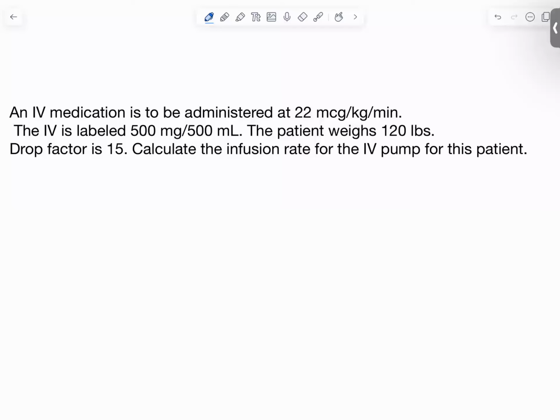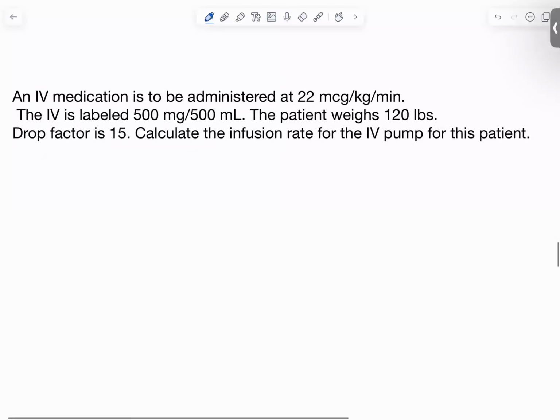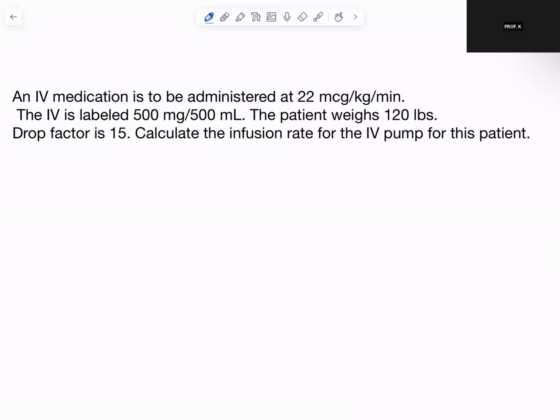All right, so you can see how everything we're learning is building and building on each other. So it's coming into big, long problems to solve. So again, just take your time setting it up. The doctor's order, it says administer 22 micrograms per kilogram per minute. This is a 3-factor, 3 elements: strength, weight, time. The setup is the same though.